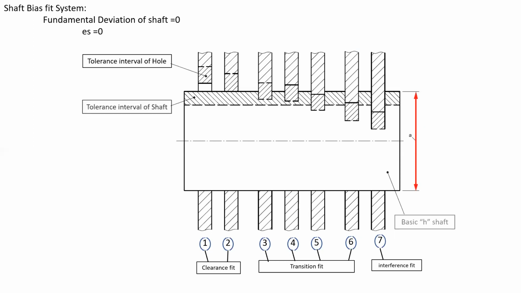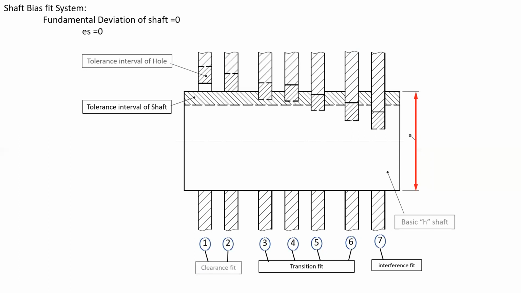Now, for the different holes, we can see the tolerance zones. And depending on the tolerance zone of the hole, the fit can be classified as clearance fit, transition fit, or interference fit accordingly. So here we can see the holes 1 and 2 when mated with the basic H shaft will result in a clearance fit.